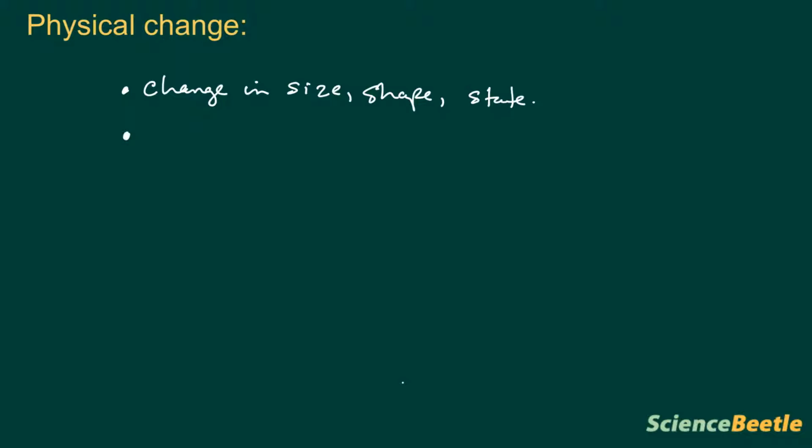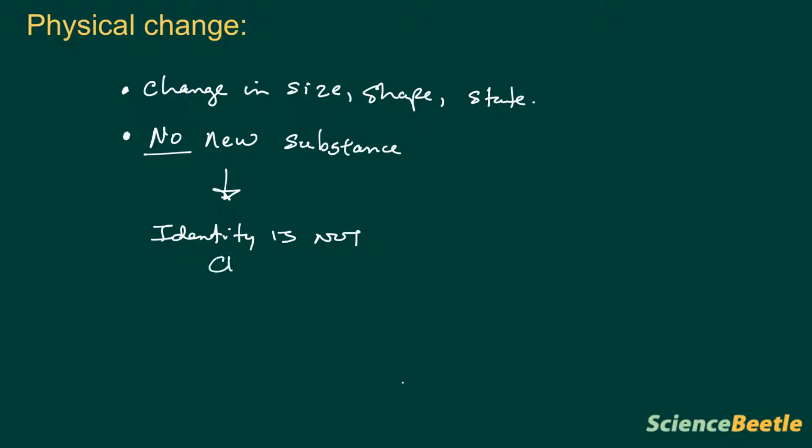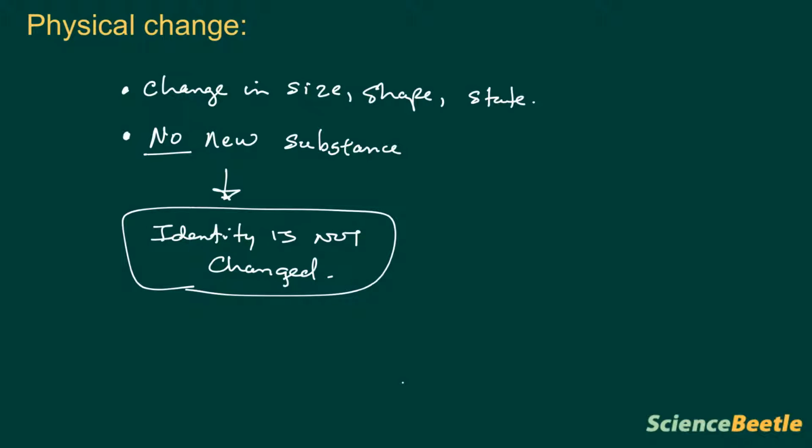The main key difference here is that when it goes through these changes in size, shape, or state, there is no new substance that is formed. Okay, and what that means is that the identity of the substance that you're exploring is not changed. This is going to be key for you to remember.